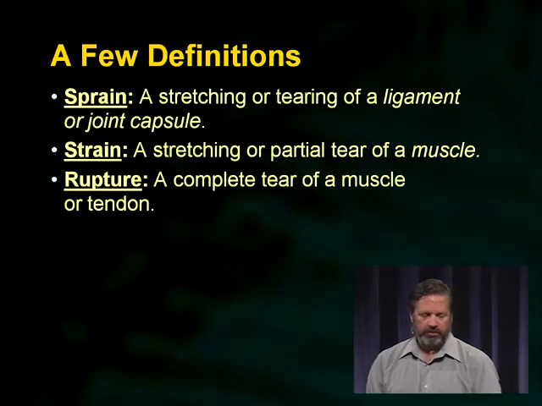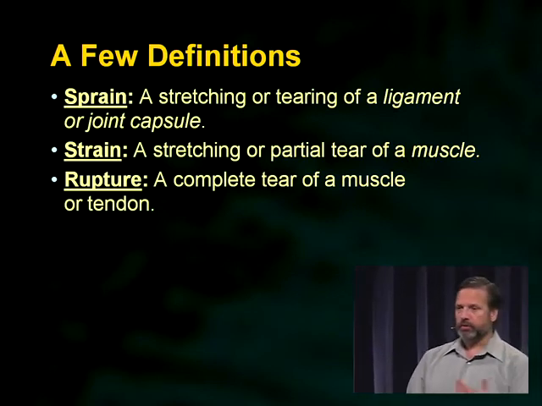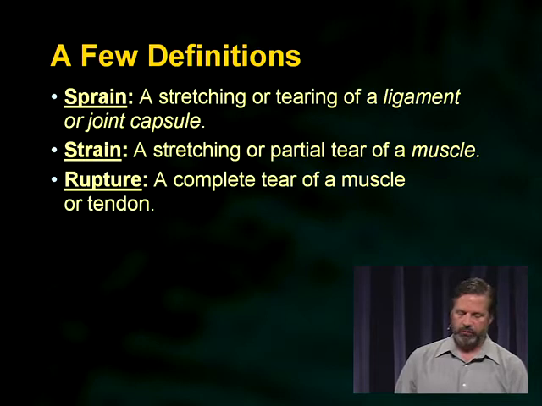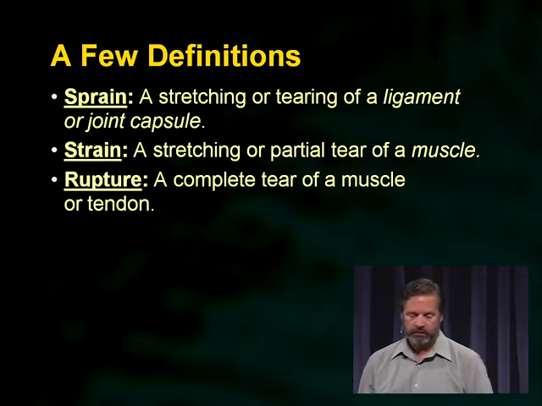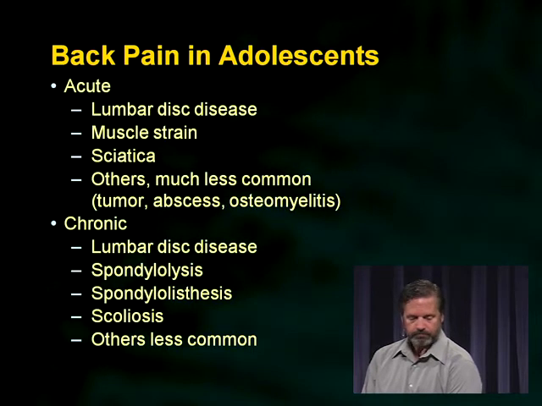So first, a couple definitions. I don't know about you, but I always mix up sprain and strain. So it's helpful just to see it in print. A sprain is a stretching or tearing of a ligament or a joint capsule, where a strain is a stretching or a partial tear of a muscle, and a rupture is a complete tear of a muscle or tendon.